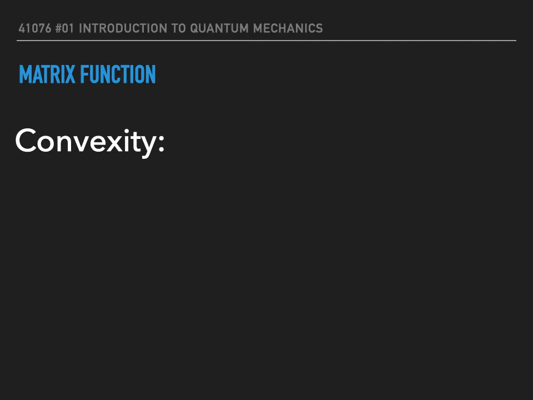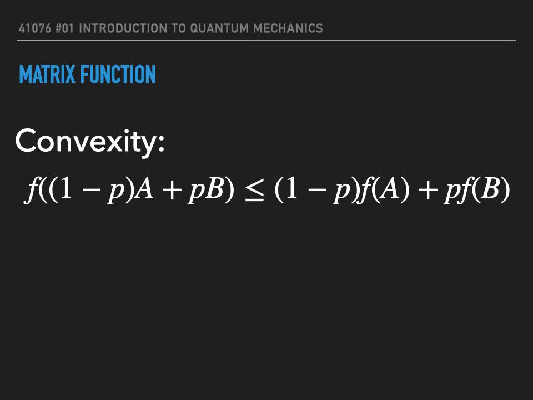Once we define matrix functions, we can talk about their convexity. We say that a matrix function f is convex if for any Hermitian matrices A and B and p in between 0 and 1, f of (1 minus p) times A plus p times B is less than or equal to (1 minus p) times f of A plus p times f of B. The less than or equal to here refers to partial ordering.